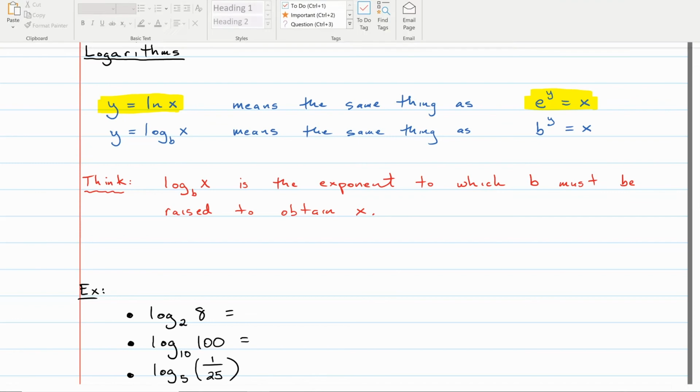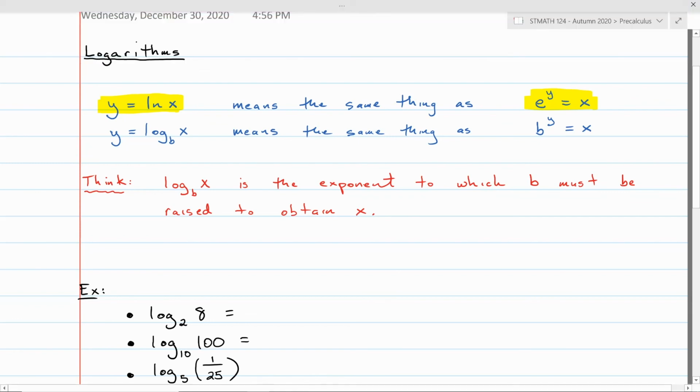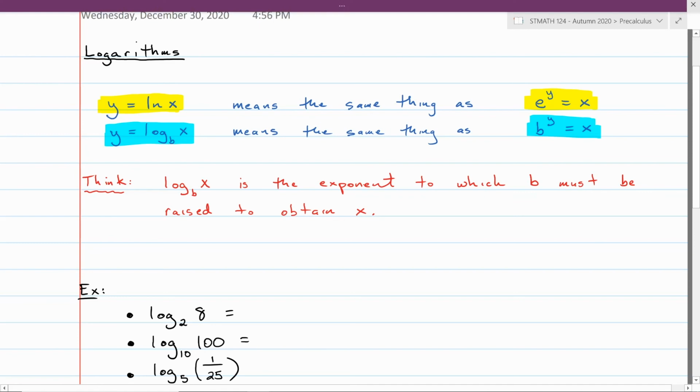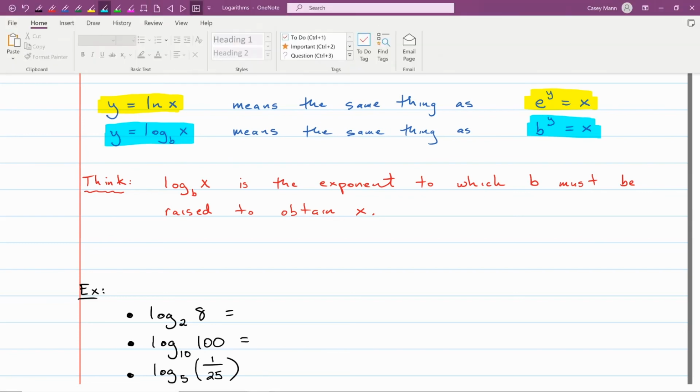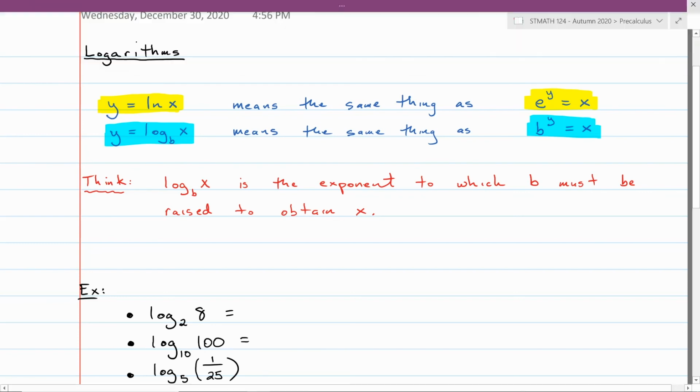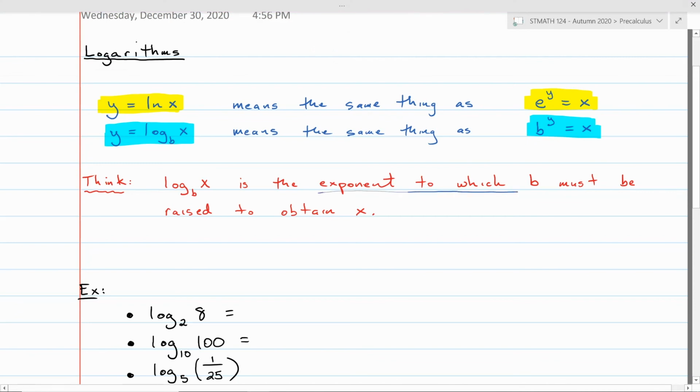And you can have logarithms with other bases too. So if we say y equals log base b of x, that means exactly the same thing as b to the y equals x. So what you want to think when you see a logarithm, let's say log base b of x, is that it's the exponent to which you raise b to get x. So log base b of x is the exponent to which b must be raised to obtain x.